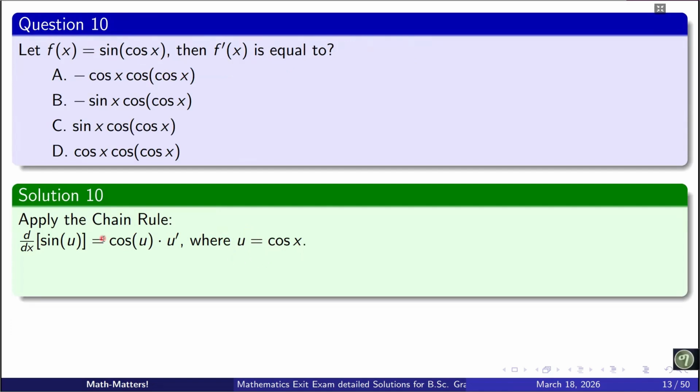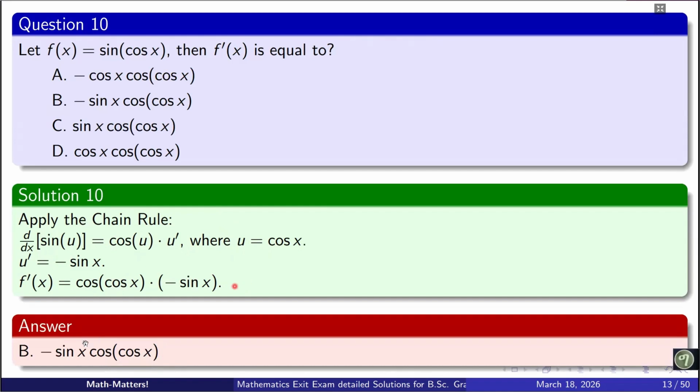Therefore, if we back substitute, u derivative is minus sine x, so f derivative of x is equal to cosine of u, but u is cosine of x, that is cosine of cos x, times minus sine x. Therefore, the answer is minus sine x times cosine of cos x, that is simply b. This could be the solution.